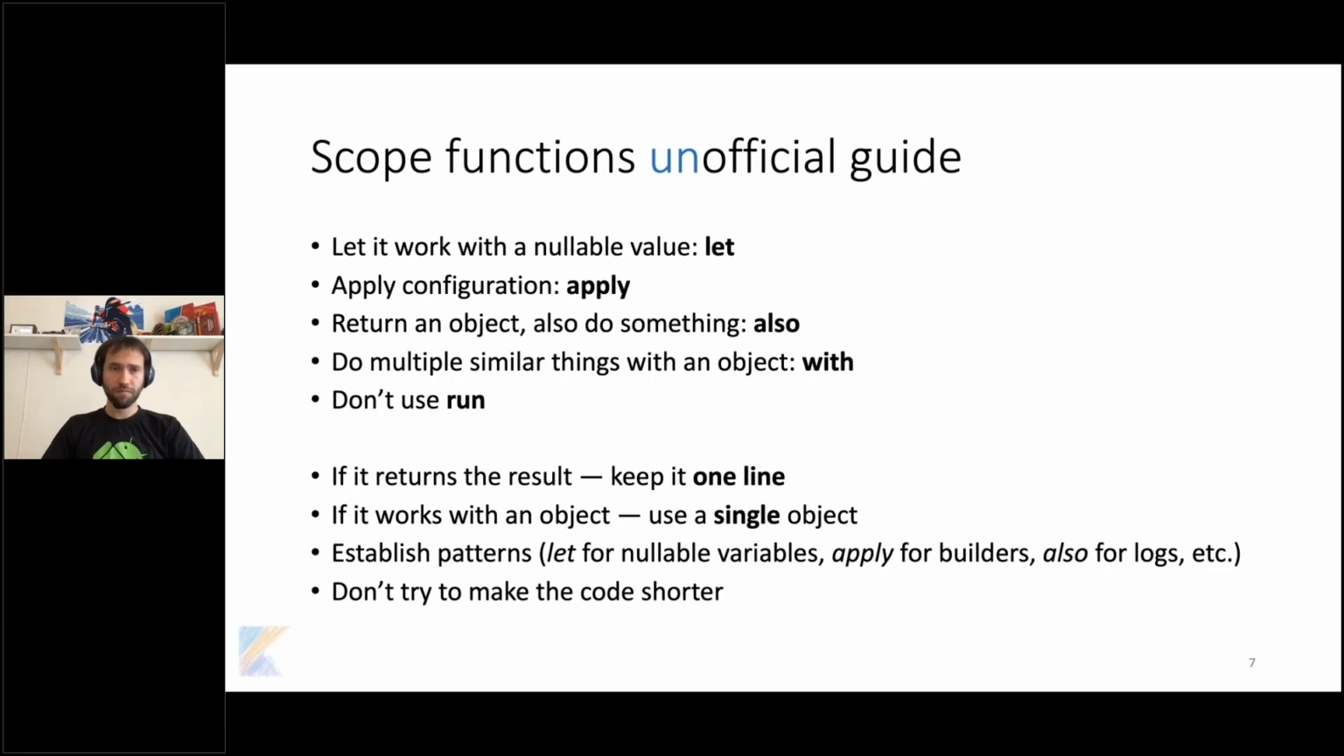So I have a slightly different set of mnemonics for them. So here we go, the mnemonics for scope functions. If I want my code to work with a nullable value, I use let.